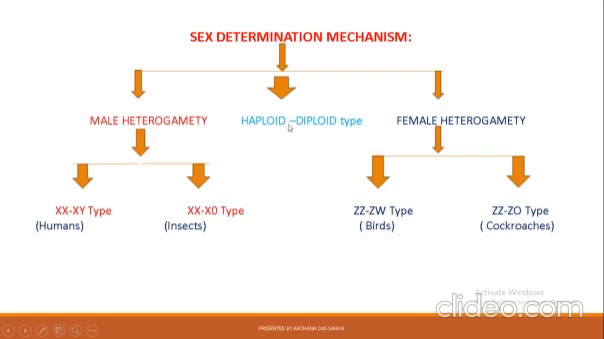Now the third type of sex determination mechanism is referred to as haploid diploid type, which can be observed in honeybees, wasps and ants. So now we have to learn about all these three categories with the subtypes in detail. So let us proceed with our lesson.